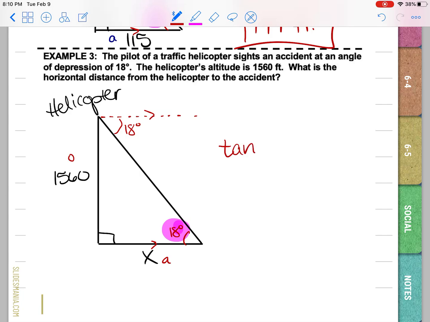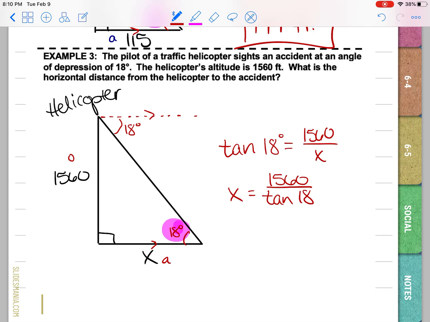A lot of times when you're doing angle of elevation and depression, you will use tangent. Not every time, but a lot of the time you will. So tangent of 18 equals our ratio, O over A, 1560 over x. X is in the denominator, so we know that we're going to have to divide, so we end up switching the x and the tangent of 18, so we would say 1560 divided by tangent of 18, and we would plug that into our calculator.